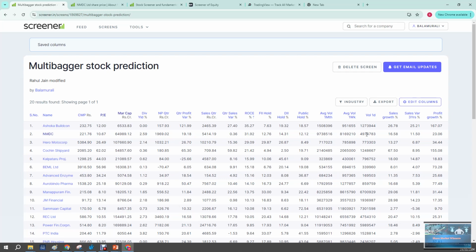Understood? Yes, understood. So one of the factors we can consider here is the volume. Yeah, that's what you're recommending there, right? You can add volume and find out whether it is increasing.